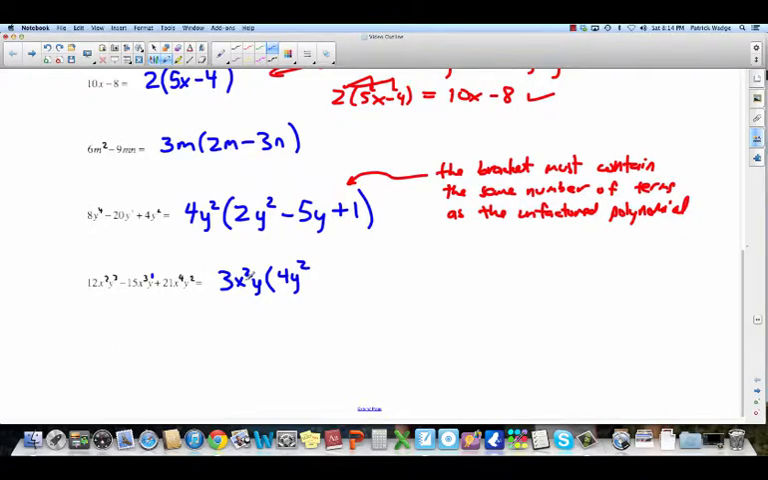Okay, what do we multiply 3x squared y by to get negative 15x cubed y? Well, negative 5, because 3 times negative 5 is negative 15. We have 2 x's, we need 3, so we need 1x. We have 1y, and we only need 1y, so we're good there.